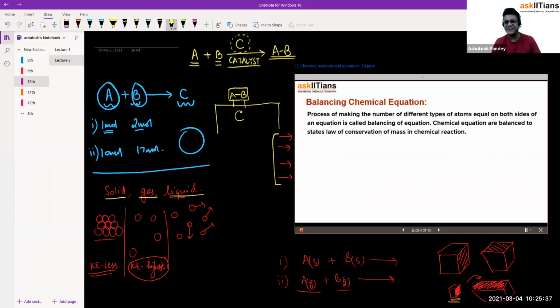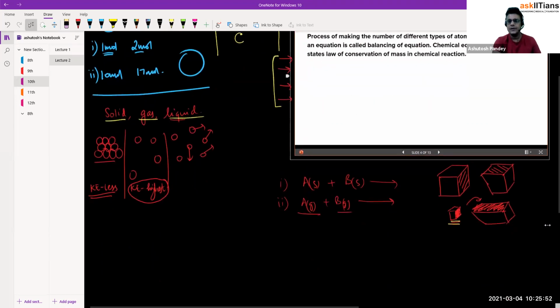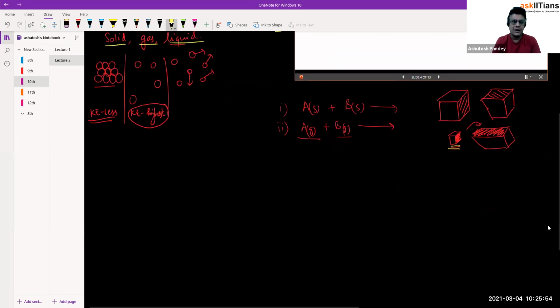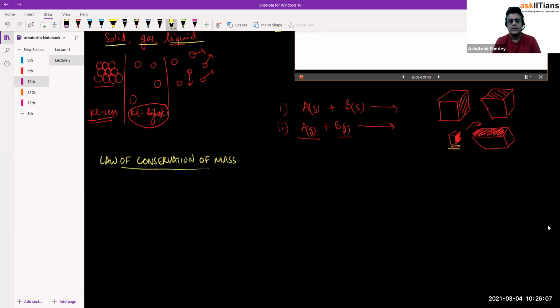This is a very important and very easy concept, in which we learn the law of conservation of mass. What is the law of conservation of mass? The law of conservation of mass says that mass can neither be created nor destroyed during a chemical reaction.